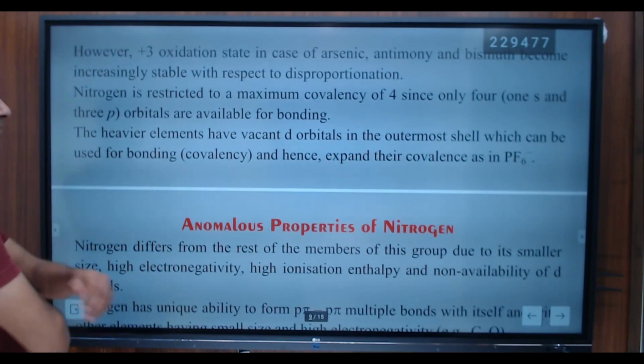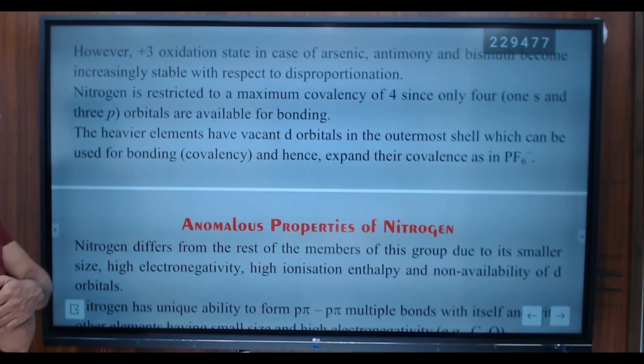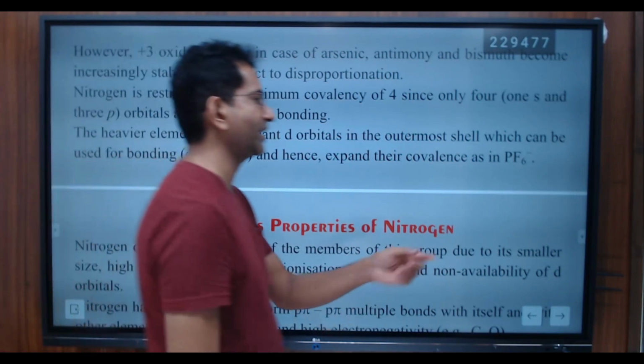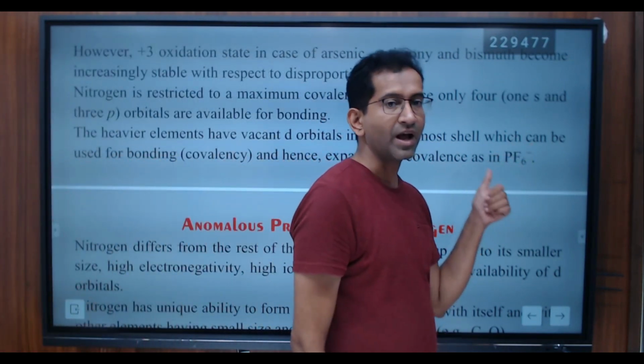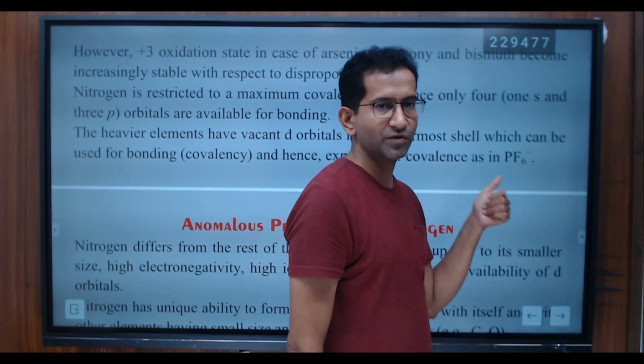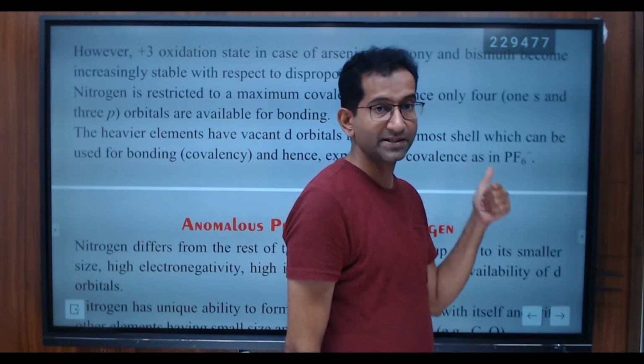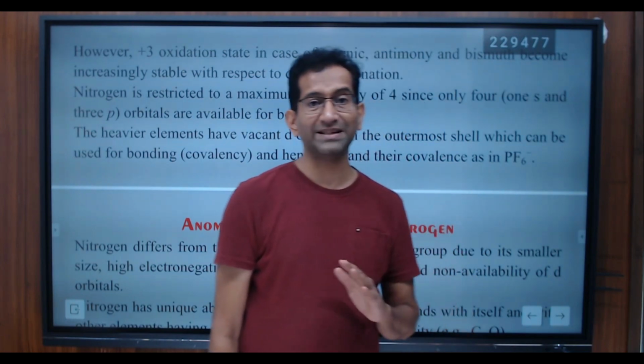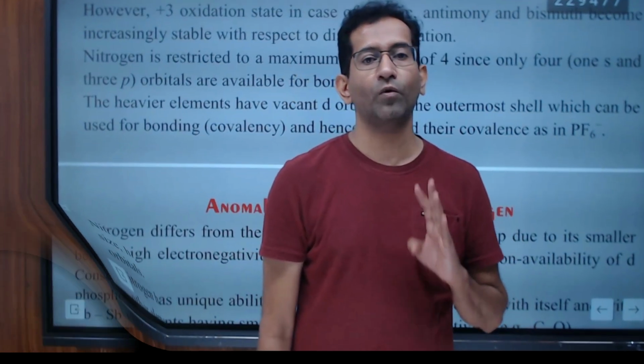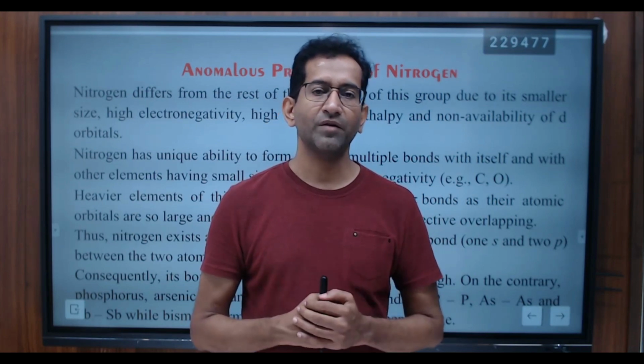The heavier elements have vacant d orbitals in the outermost shell, which can be used for bonding, or covalency can expand up to 6. In the case of PF6 minus, you can understand that phosphorus is attached with 6 fluorine atoms, so its covalency here is 6, but nitrogen can have a maximum of 4 covalent bonds. Okay? Anomalous behavior of nitrogen.